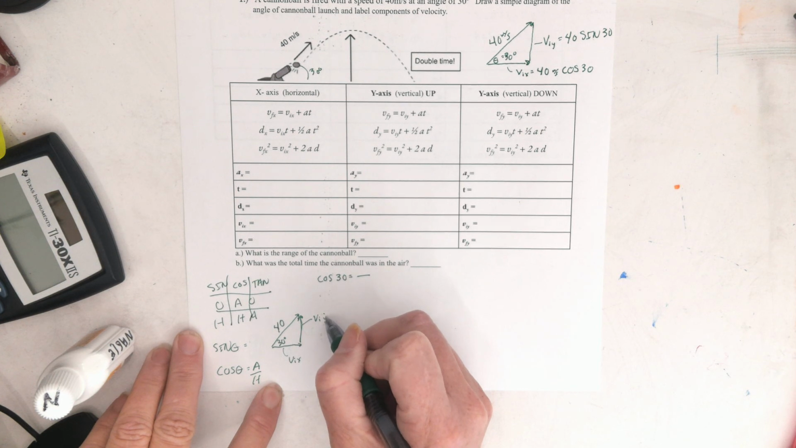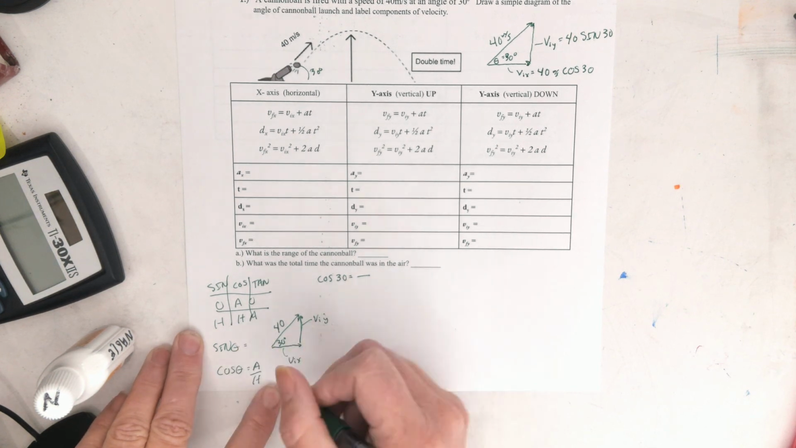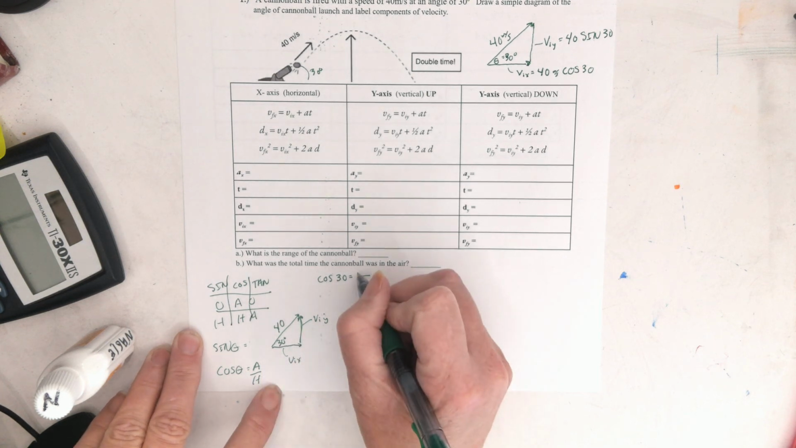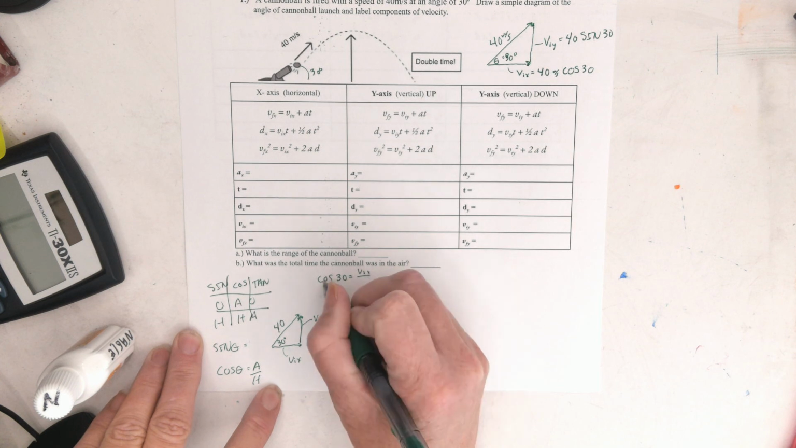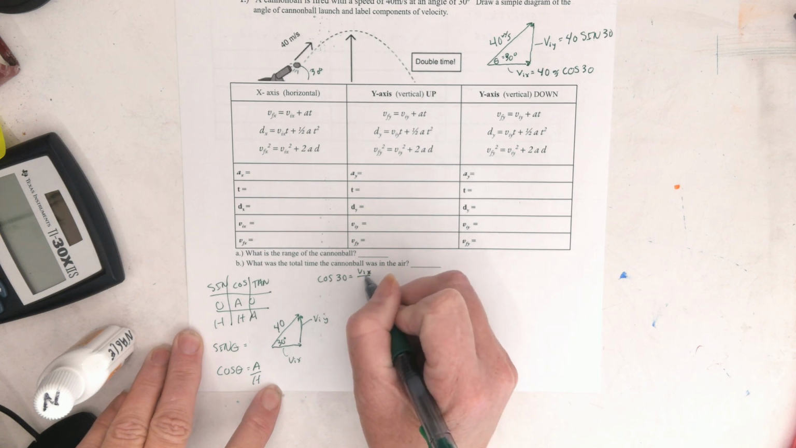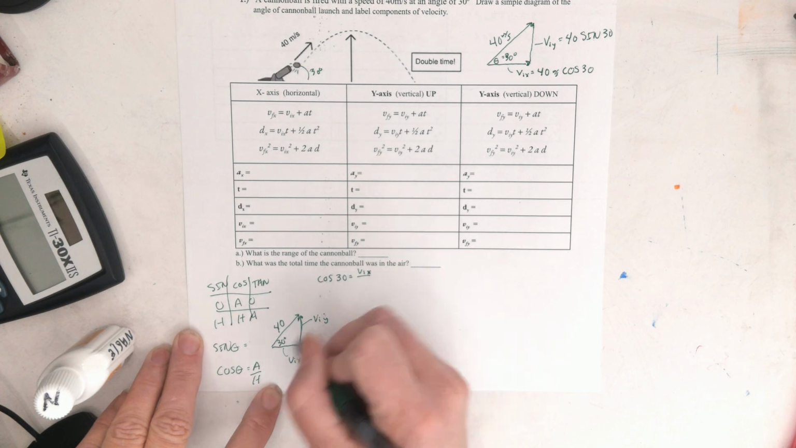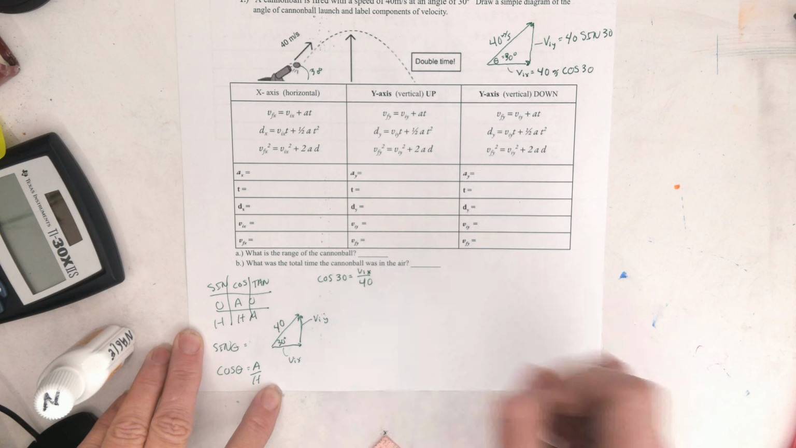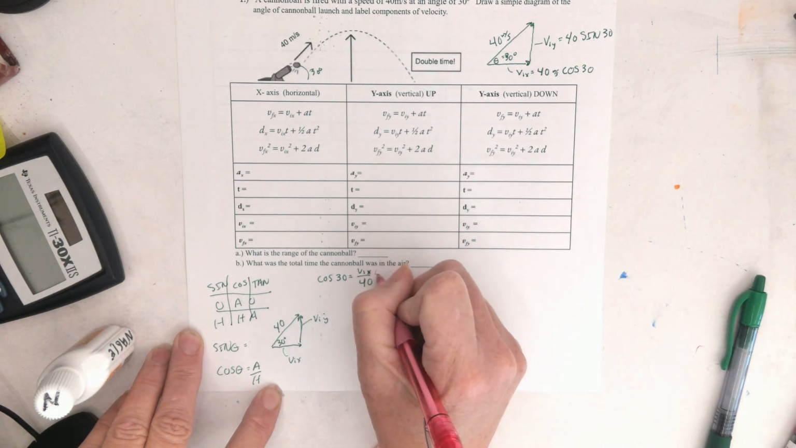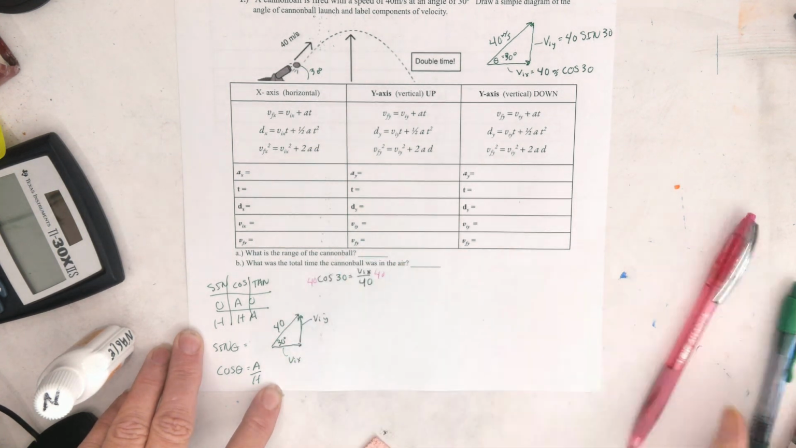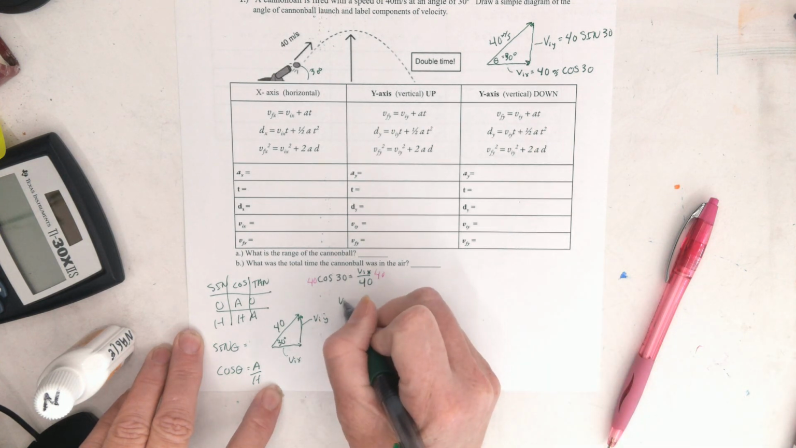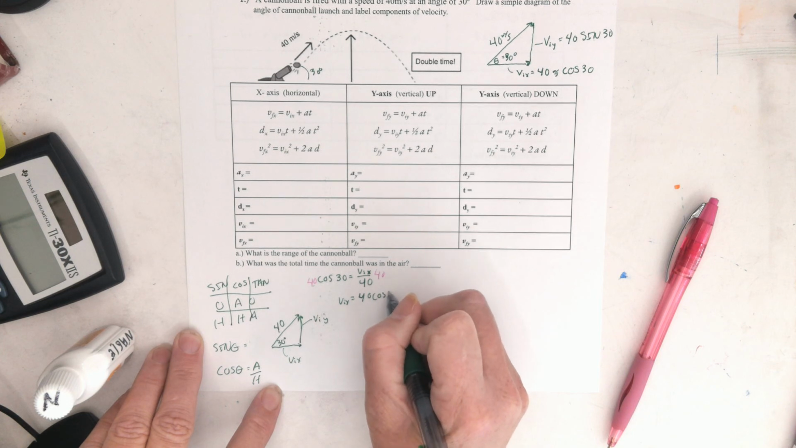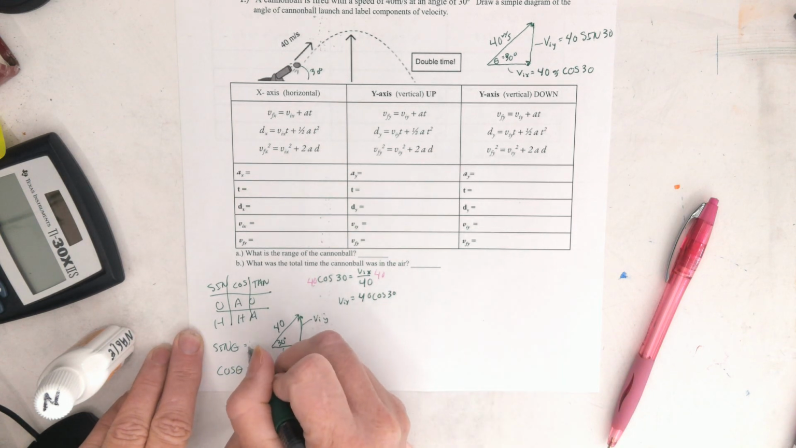So I want to put the y component. I'm waiting a bit for it to dry. So now I have to do adjacent, which is this side, over hypotenuse. So I put the cosine of the angle, which I know is 30, equals the adjacent, V initial x, divided by the hypotenuse, which is 40. I've got to solve for that, so I multiply 40 by both sides. V initial in the x is 40 cosine 30.